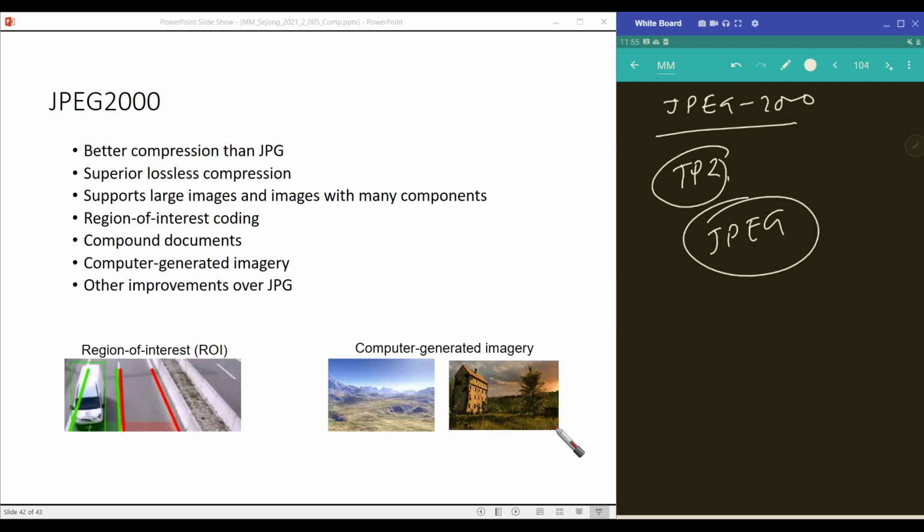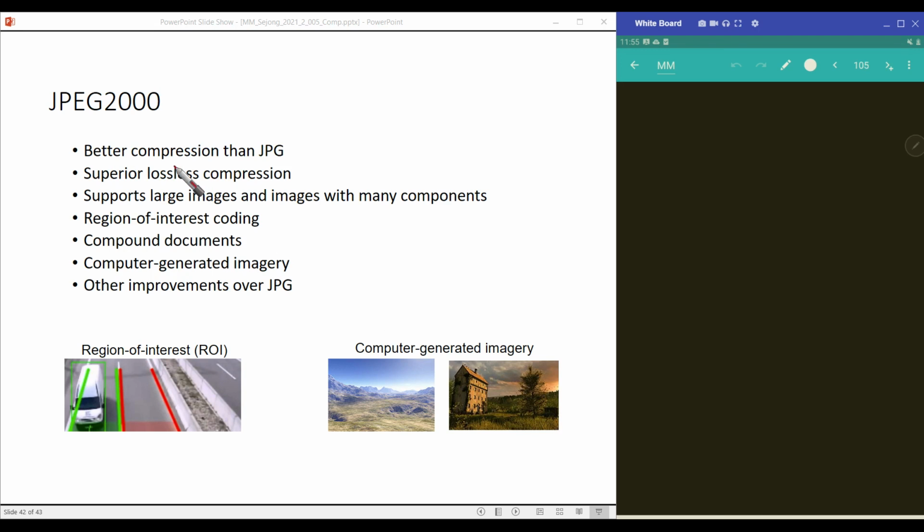By considering that kind of situation, we can achieve better compression than JPEG, and there are certain other useful things we can do. For example, we can do region of interest coding. What is region of interest coding? An image is one image, but it has certain different regions that we are more interested in. For example, when we are thinking about lane detection, we are interested in this lane, this lane, and this divider. This kind of region of interest work can be done better with JPEG 2000.